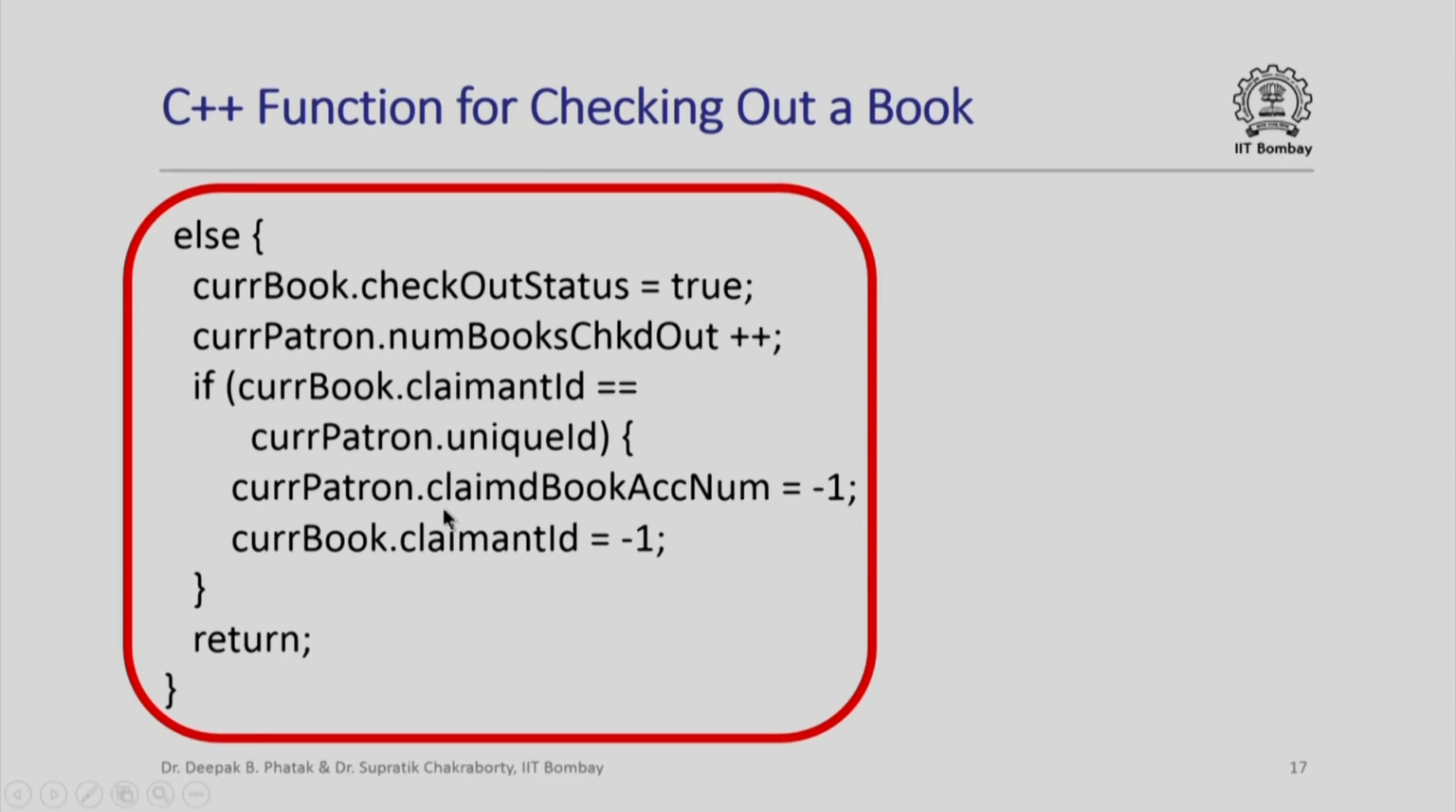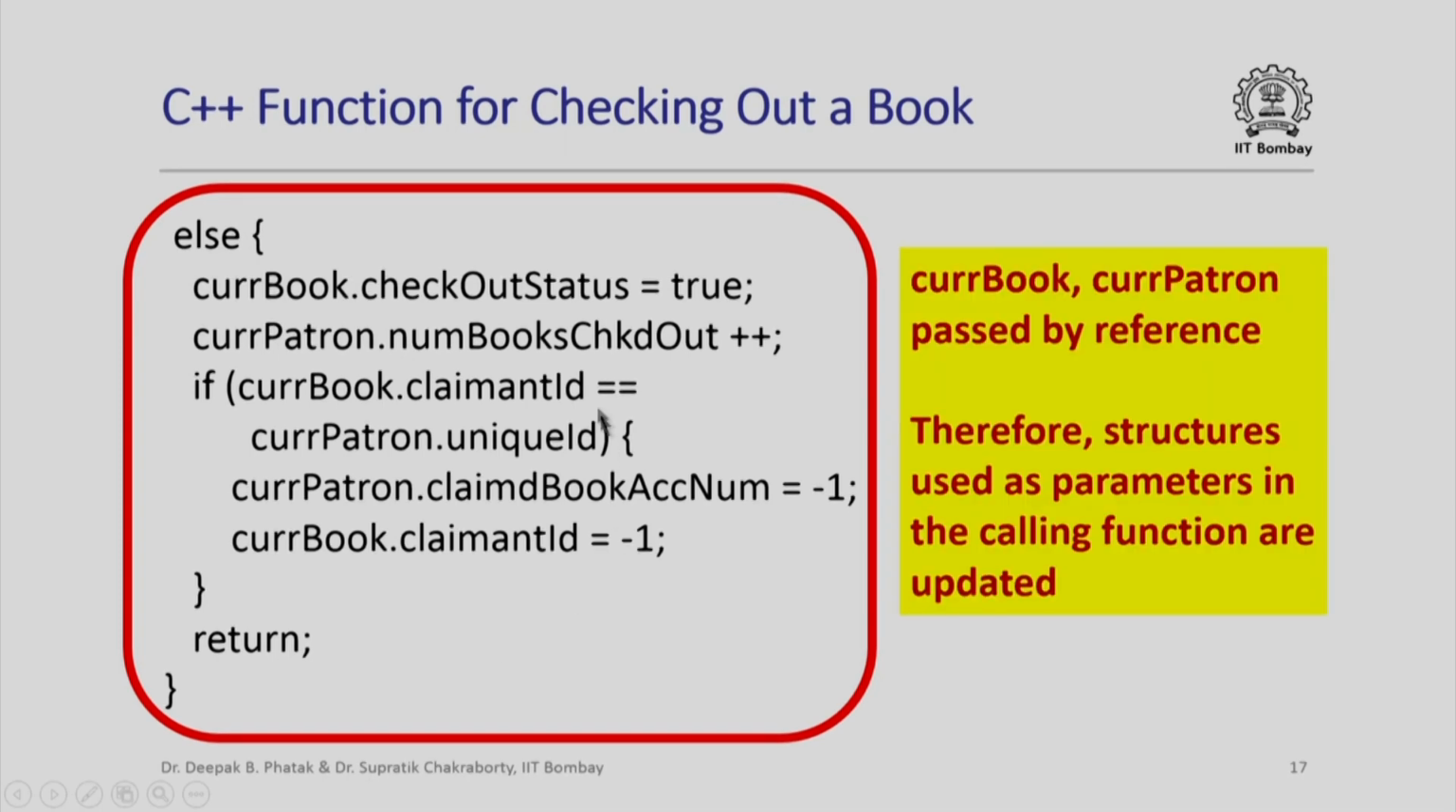How do we remove that claim? By resetting the claimed book accession number of current patron to -1, and by resetting the claimant ID of current book to -1, and then we can return. So note that since we passed current patron and current book by reference, all these updates to the different members that are happening are going to be visible in the calling function even after the function for checking out a book returns. These are actually updates to members of the structures that were used as parameters in the calling function.